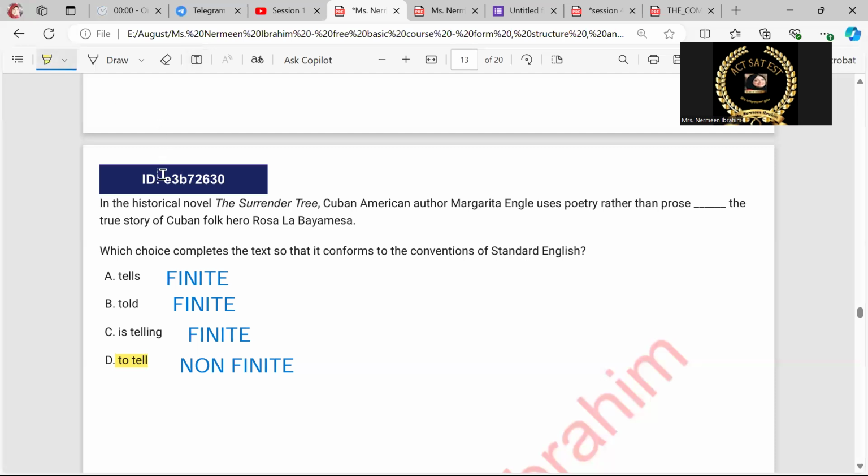Now, let's read. Can you read, Noor? In the historical novel The Surrender Tree, Cuban-American author Margarita Engel uses poetry rather than prose to tell the true story of Cuban folk hero Rosa La Whatever. Okay, now let's see. Whenever you read a sentence, dear, you must assign its subject and main verb. Can you tell me where is the subject here and its main verb?